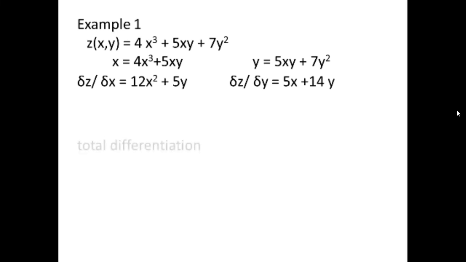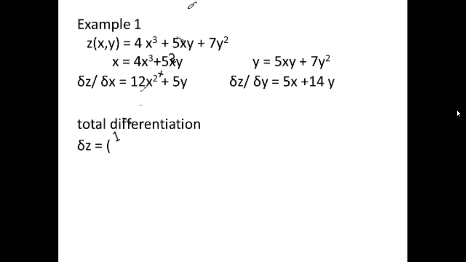After we've got the answer, we should combine the answers to form a total differentiation. And the answer is delta z equal to, in brackets, 12x squared plus 5y, delta x, plus, in brackets, 5x plus 14y, delta y.